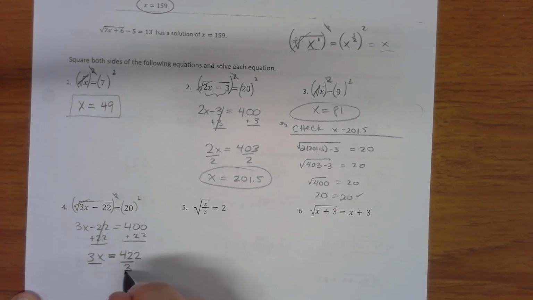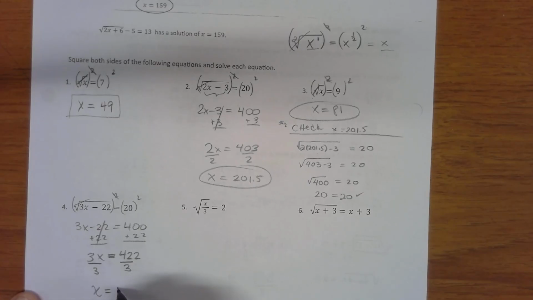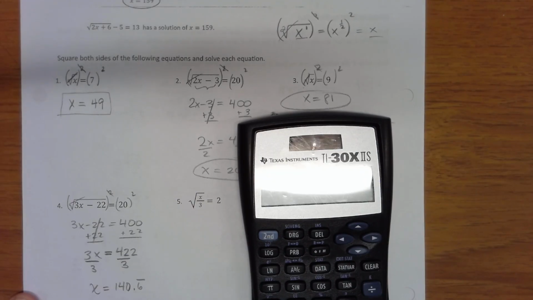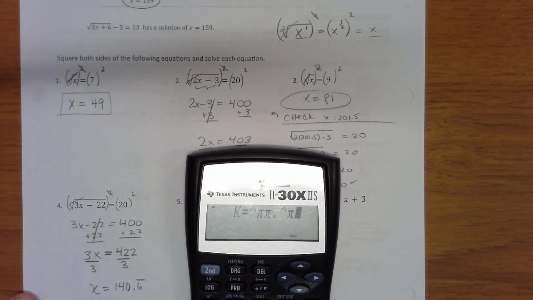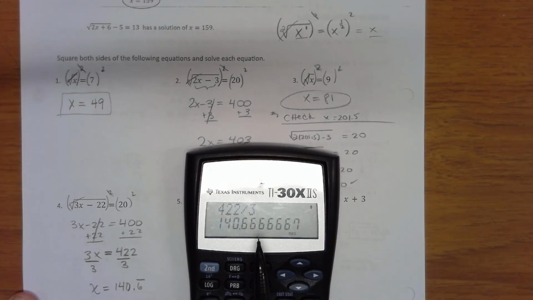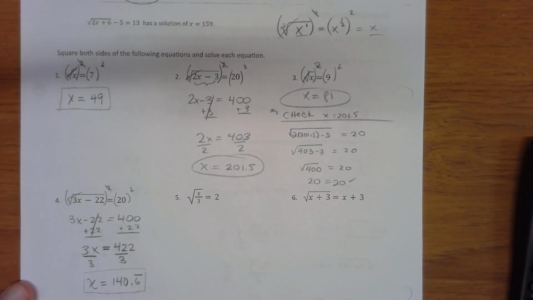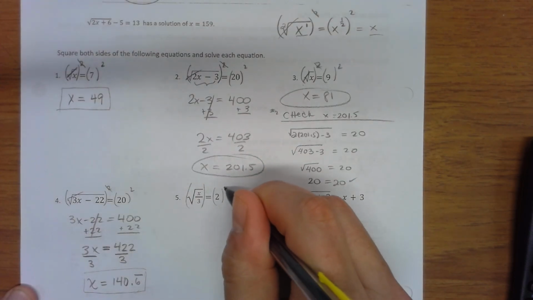Divide both sides by 3. X equals 140.6 repeating. Let's double check that. 422 divided by 3. So it has like 0.66666. I don't want to see a 67 at the end. That 7 is really a 6 that rounds. So let's use the repeating decimal. You could leave it in fraction form if you needed to. It's probably better to plug this answer in as a fraction if you're going to do a check for that one.